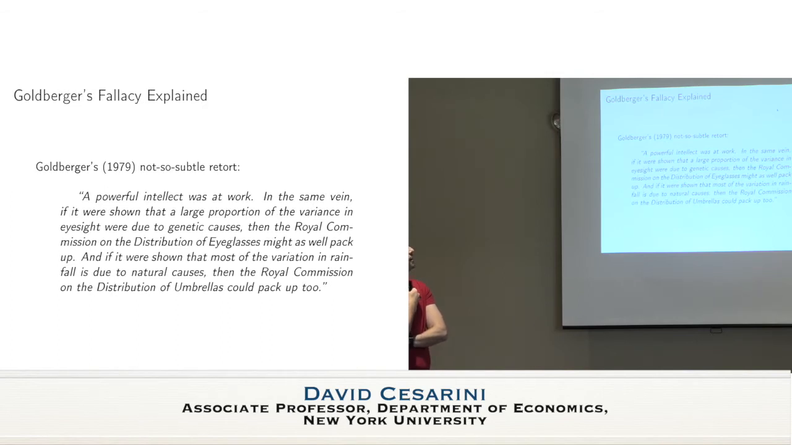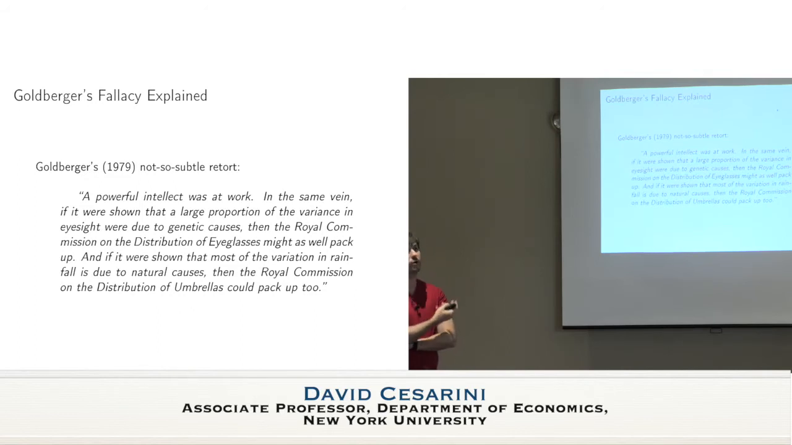I should say, Goldberger was not always the most polite in his writing, but he felt very strongly that there was a lot of abuse of behavior genetics, and I think it shows. I'll read it aloud. So powerful intellect was at work, that's referring to Eysenck. In the same vein, if it was shown that a large proportion of the variance in eyesight was due to genetic causes, then the Royal Commission on the Distribution of Eyeglasses might as well pack up. And if it was shown that most of the variation in rainfall is due to natural causes, then the Royal Commission on the Distribution of Umbrellas could pack up too.